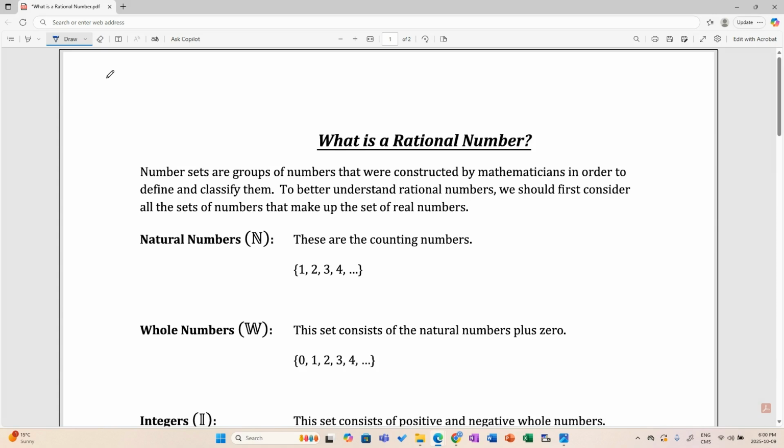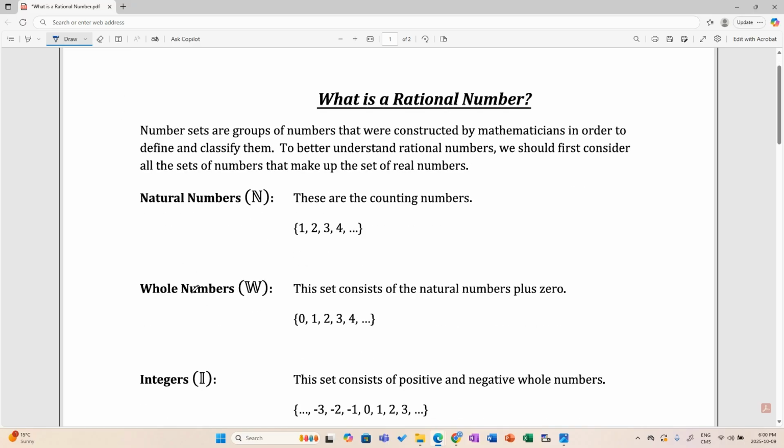Hi, class. Today we're going to talk about what a rational number is. But before we do that, we have to understand number sets. Numbers are grouped into certain sets. For example, natural numbers are numbers you learn in elementary school. It's basically skip counting by ones. So numbers such as 1, 2, 3, 4, 5 are all natural numbers.